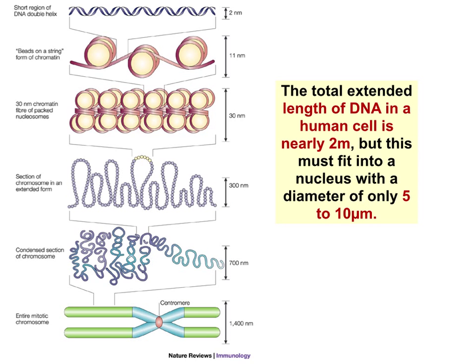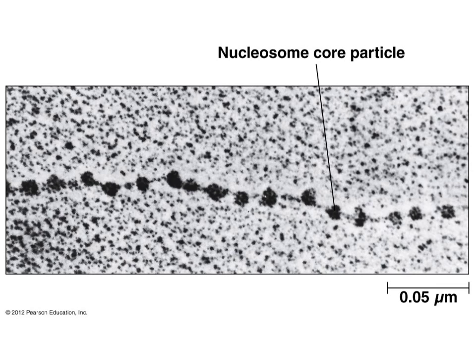Now, did you know that the total extended length of DNA is about 2 meters in human cells? But this has got to fit in a nucleus, which is very, very small, only 5 to 10 micrometers. So how does it do this? Well, the DNA is highly wound and tightly coiled. This is pretty cool. As you can see, the nucleosomes look like beads on a string.